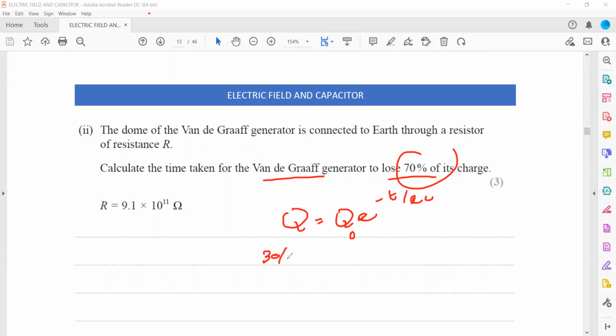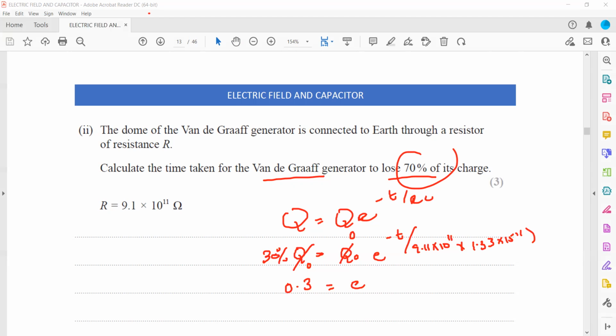So 30% of Q naught will be there, and this is already Q naught e raised to power minus t over R, which is 9.11 into 10 to the power 11, and C is the capacitance which we calculated in the previous part, which was 1.33 into 10 to the power minus 11. So this Q naught will cancel with Q naught. 30% means 0.3, because 30 divided by 100. So 0.3 is equal to e raised to power.